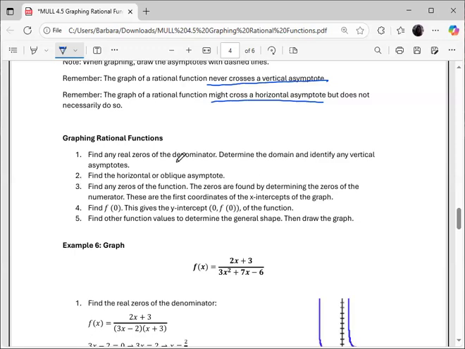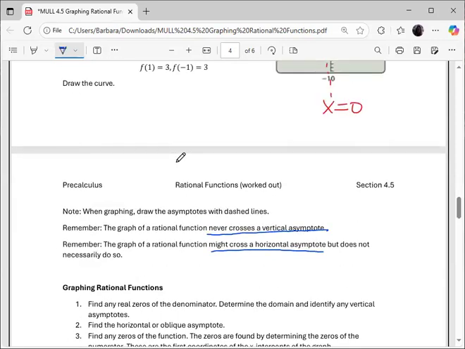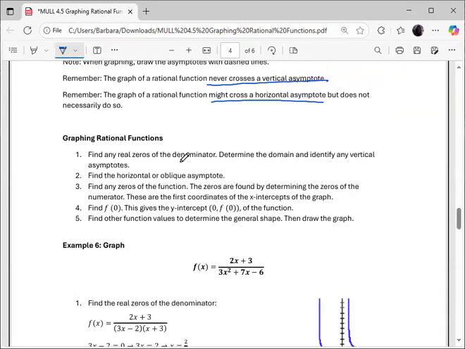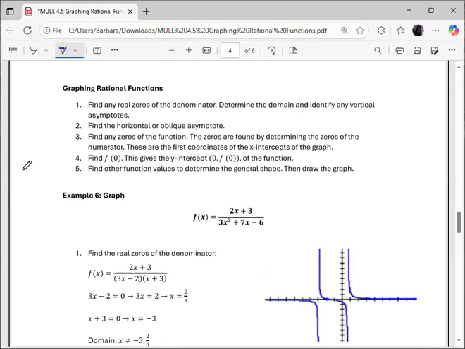So now that we've done asymptotes and domain, we can now look at graphing rational functions. So here are some steps. First, we're going to find any real zeros of the denominator. This helps us find the domain and identify vertical asymptotes.